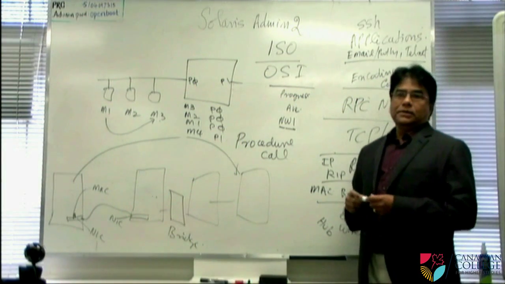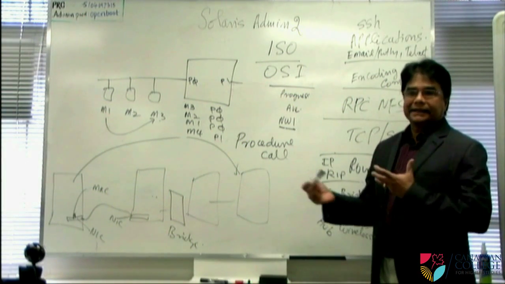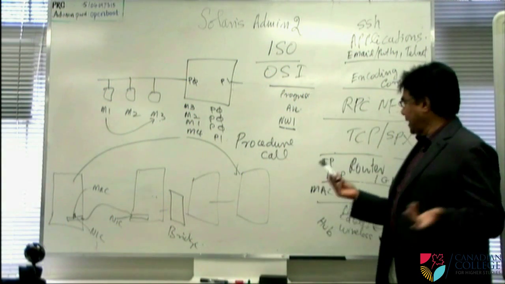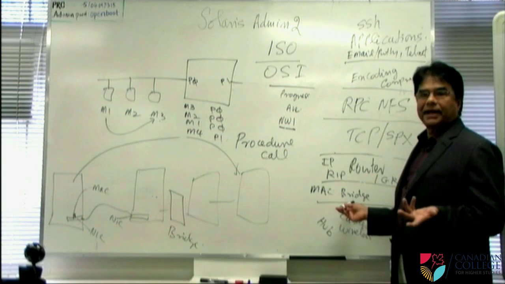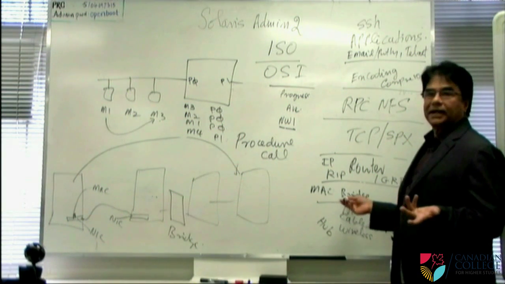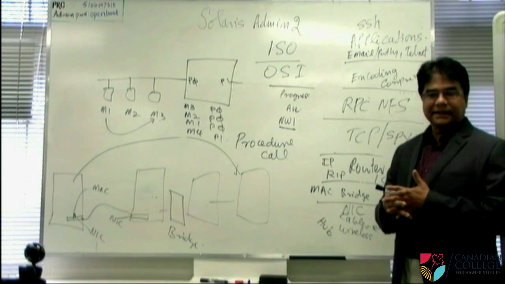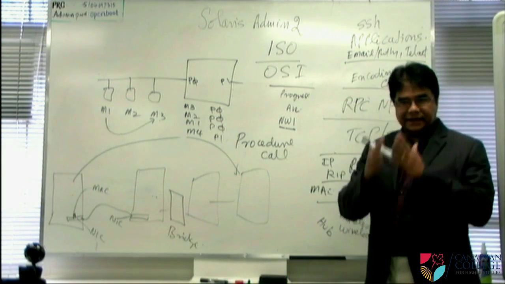Okay? Open Systems Interconnect. Open systems can be from any maker. A router can be made by anybody. This guy can be made by anybody. A bridge can be made by anybody. But they will interconnect. So OSI helps to make all that work. That is the definition.